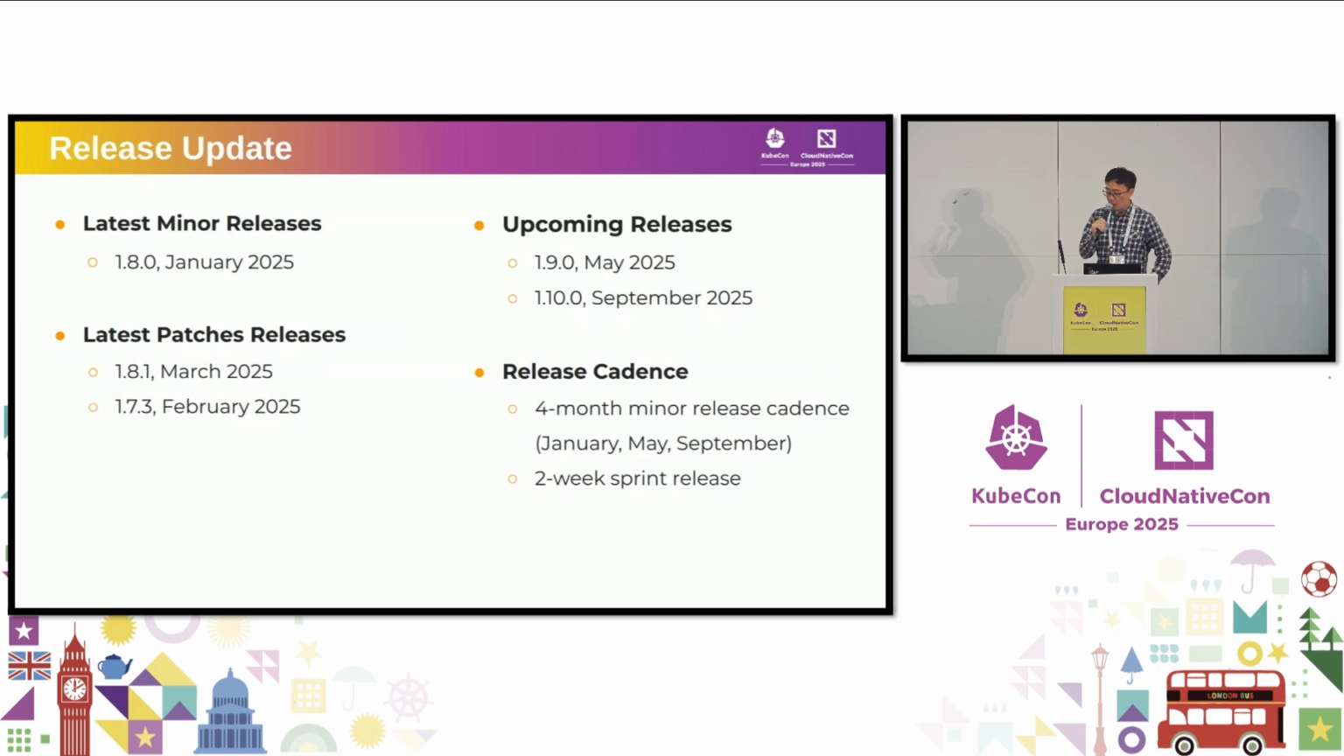The most important part is the upcoming release, 1.9. It will be landing by the end of May. We are working on that. And 1.10 will be September. What I want to mention about 1.10 is that I want to introduce the new release cadence. Starting from 1.8, it's a four-month minor release cadence. So you can expect to get Longhorn releases in January, May, and September. So you can have better expectations when you want to adopt the newer version. And maybe you don't need to wait for a long time.